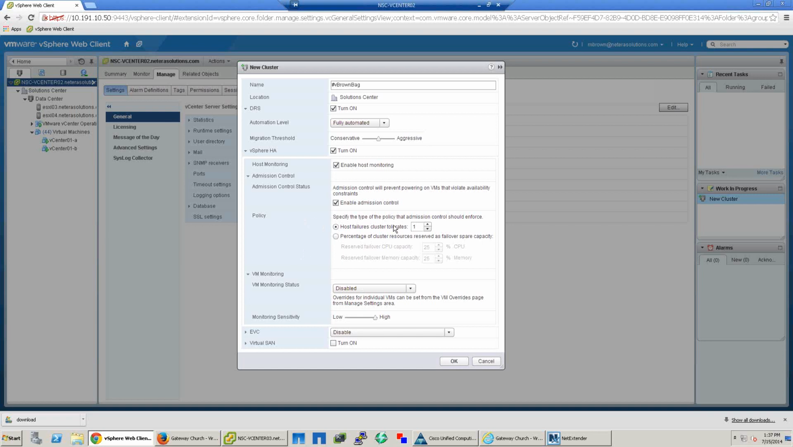And all these settings help HA and DRS do what they're designed to do in the best way possible, or at least in the way that is useful to a particular environment. Okay.